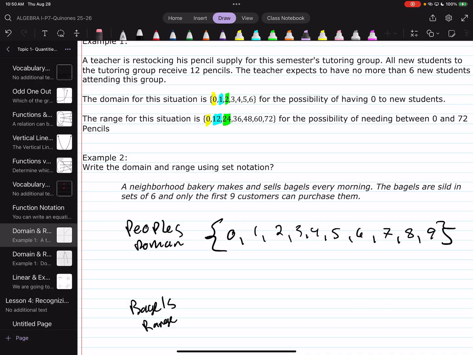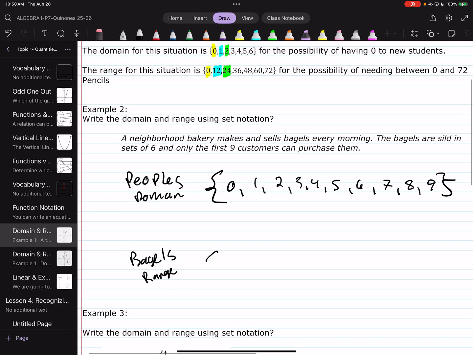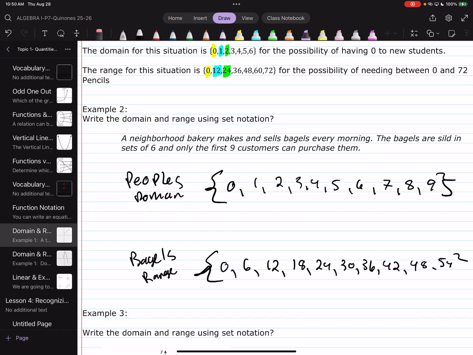In brackets, please. And now, what are my possible range outputs? If 0 people walk in, do I give out any bagels? No. What about if 1 customer walks in? They get 6 bagels. Cool. What about 2? All right, keep going. 8. Next. Okay. Cool. 54.